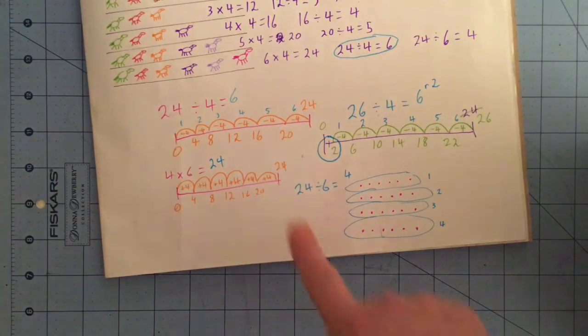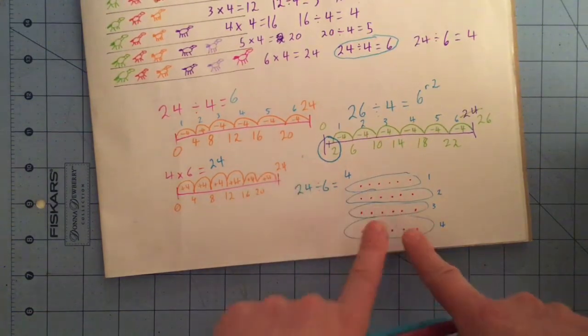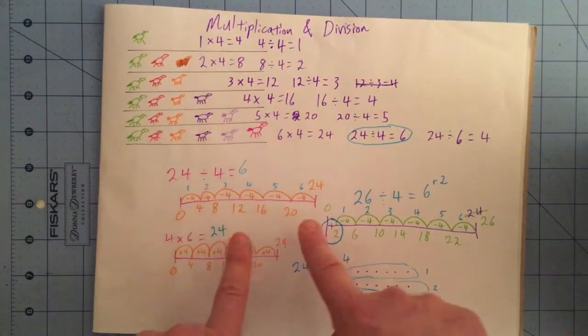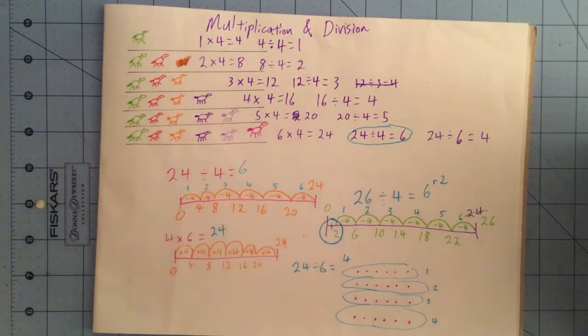We did division on a number line. We did division with an array. We did division with pictures. I like these two the most. Pictures are time consuming, but I suppose all of this really is.